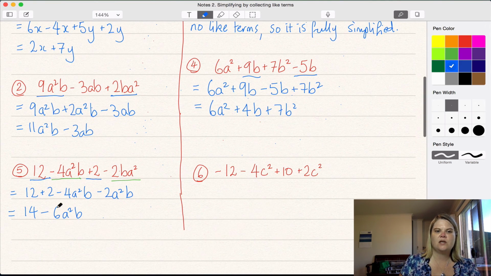Final step, check your terms. If there's any like terms, you can simplify further. We've got a constant, just a number by itself, and we've got a squared b. They're not like terms, so we can't simplify any further.